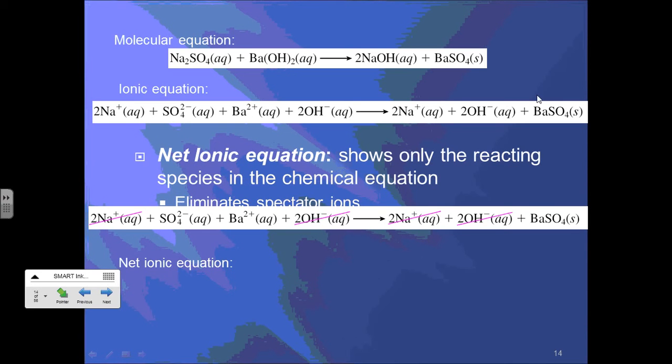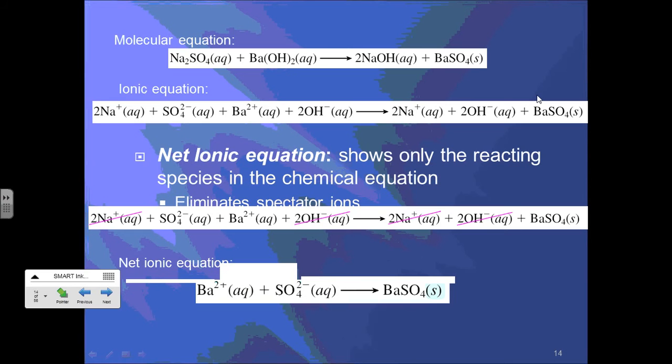What is interesting to note is that when you're referring to your spectator ion, you're looking for the compound that is found on both the reactant and product side. And once eliminated and rewritten, the net ionic equation can be represented. In this case, it shows the barium ion plus the sulfate ion yielding barium sulfate.